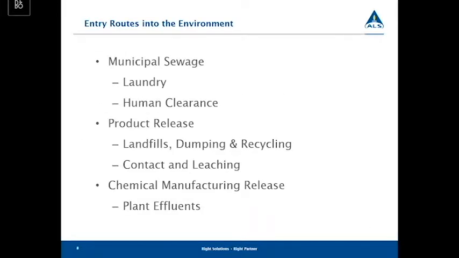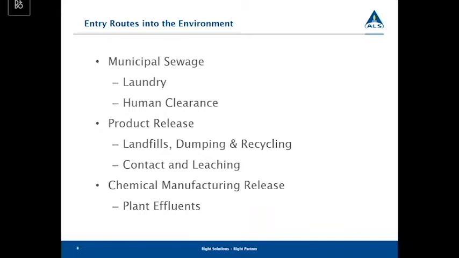Routes of entry into the environment. There's actually a fourth primary way. There's certainly municipal sewage, and that coming from laundry. I think that's probably the largest of all. Huge amounts are going out of the municipal sewer systems. And it has to do primarily with laundering of clothing and furniture and rugs that are being washed and dumped down the sinks. Also human clearance probably, but I'm sure that relatively the laundry amounts are most over the human clearance. Product release, certainly landfills, dumping and recycling.